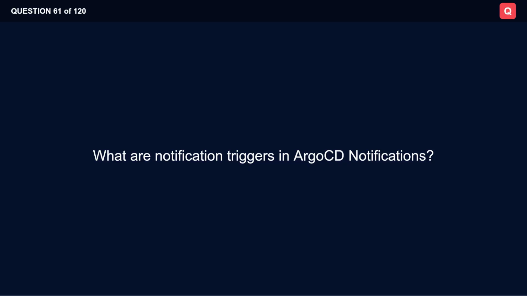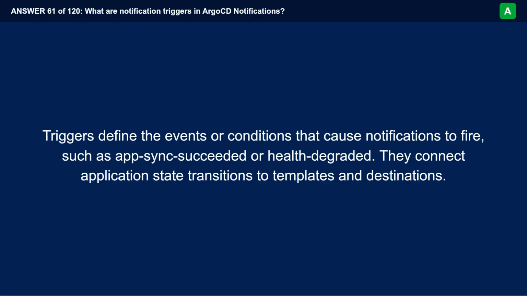What are notification triggers in ArgoCD notifications? Triggers define the events or conditions that cause notifications to fire, such as app sync succeeded or health degraded. They connect application state transitions to templates and destinations.